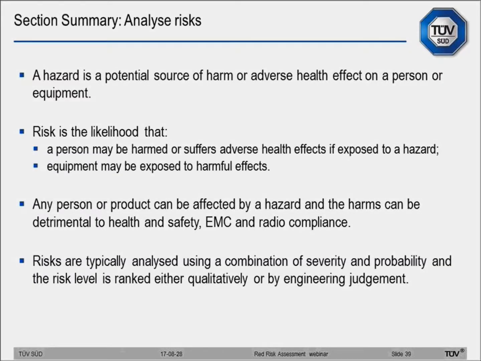Summarizing what we have explored in this section, a hazard is a potential source of harm or adverse health effect on a person or equipment. Risk is the likelihood that a person may be harmed or suffers adverse health effects if exposed to a hazard, or that equipment may be exposed to harmful effects. Any person or product can be affected by a hazard, and the harms can be detrimental to health and safety, EMC, and radio compliance. Risks are typically analyzed using a combination of severity and probability, and the risk level is ranked either qualitatively or by judgment.